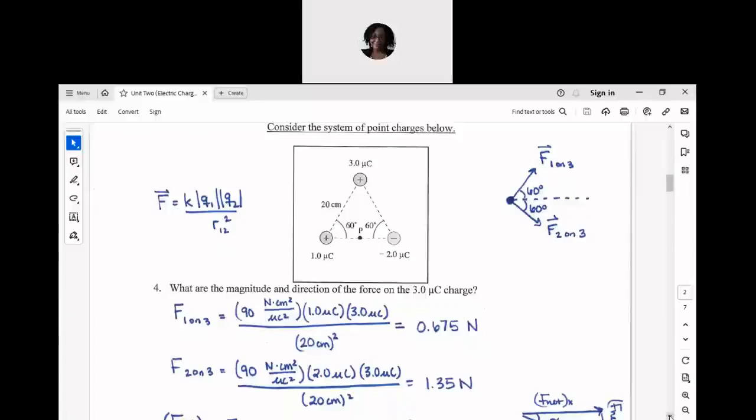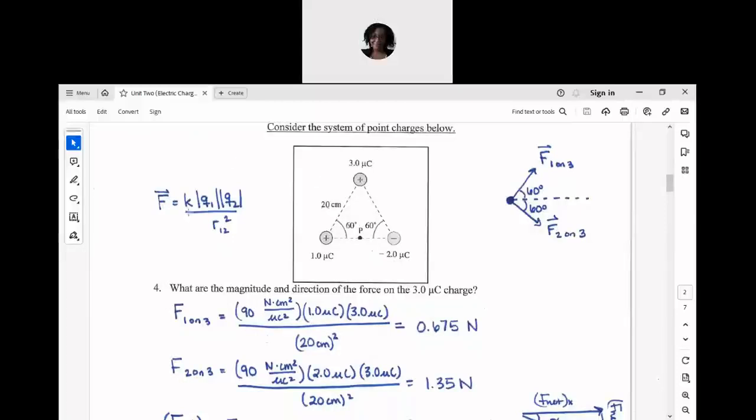The next group of questions, I'll deal with the system of point charges shown below. We have 2 positives, 1 negative, and the magnitudes are 1, 2, and 3 microcoulombs. They make an equilateral triangle, so I know all of the interior angles are 60 degrees, and the length of each side is 20 centimeters. First, we need the magnitude and direction of the force on the 3.0 microcoulomb charge.